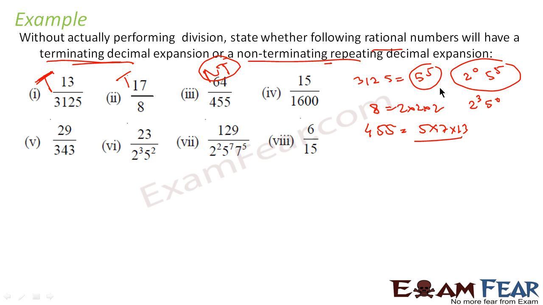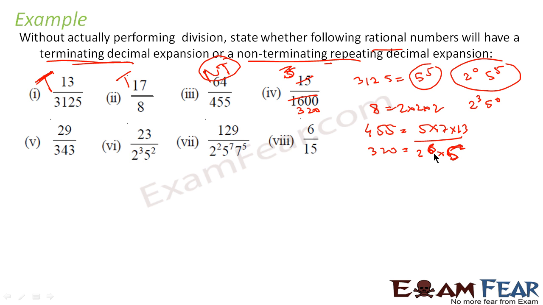Next take this example, 15 by 1600. Here 5 is common, so we'll cancel the 5 part, right? 5 into 3 is 15, and 1600 divided by 5 is 320. 320, if you write, this becomes 2 to the power 6 into 5, because 5 into 2 to the power 6 is 320.